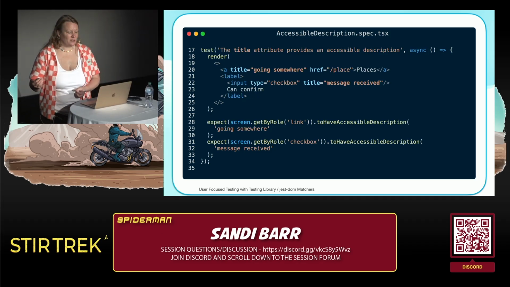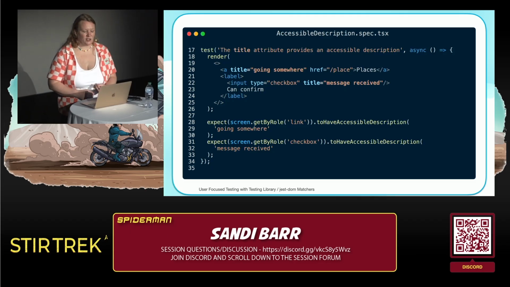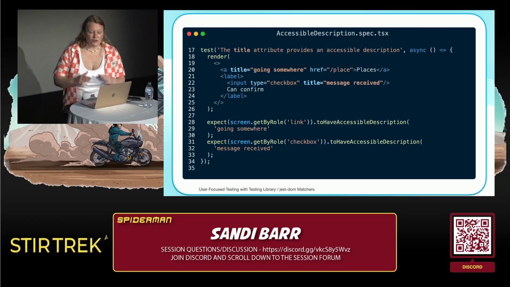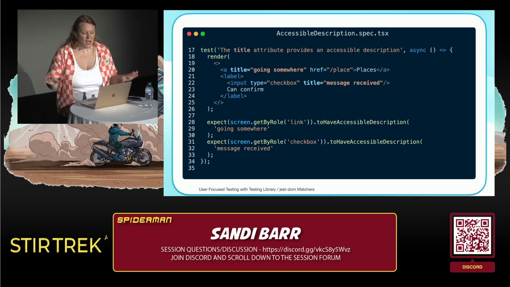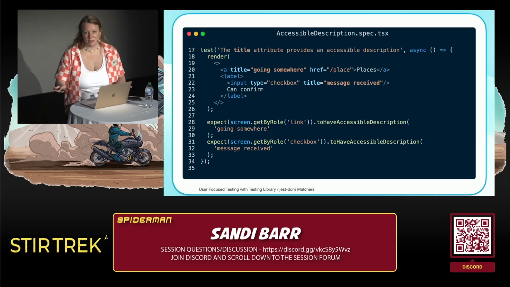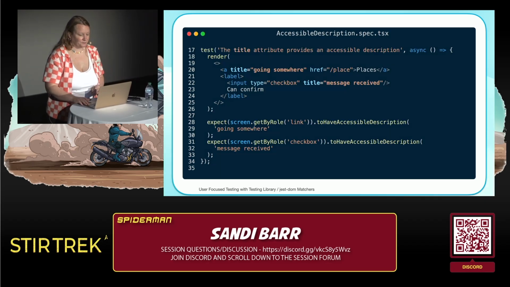Descriptions can also be provided with the title attribute on links or form controls. However, the HTML title attribute is not shown to keyboard or mobile users. So I will say it again because it's worth repeating. Visible text descriptions provide accessibility for all users.